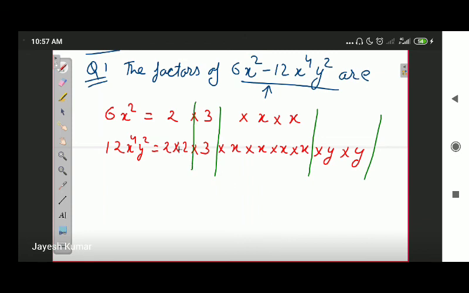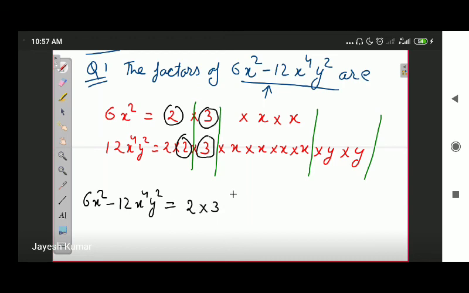For the expression 6x square minus 12x to the power 4 y square, first of all we have 2 common for both of the numbers, so we have taken 2 outside. Then we have 3 common for both, so we have taken 3 outside. And then we have x square common for both, so we take x into x. Now inside the bracket we will write down what is remaining.